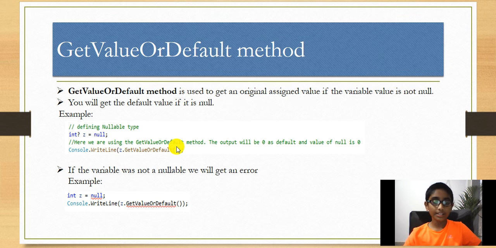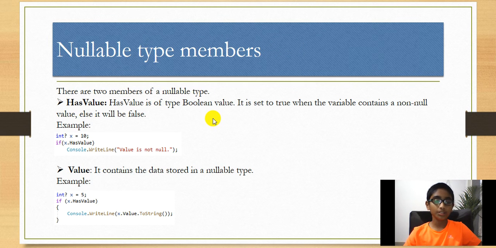Okay, next I'm going to talk about the nullable type members. Basically, there are two nullable type members, that are HasValue and Value. First, I'm going to explain HasValue. So, HasValue returns a boolean value and it is set to true when the variable contains a non-null value. Else, it will be false.